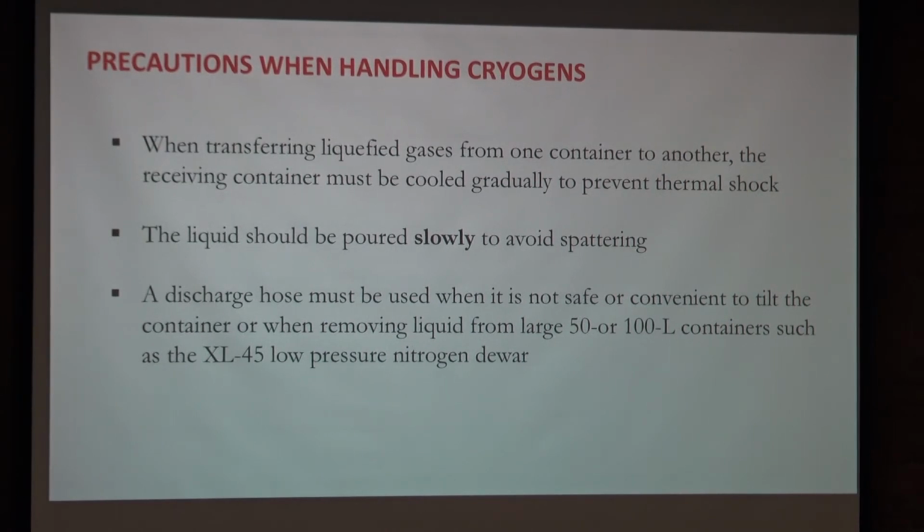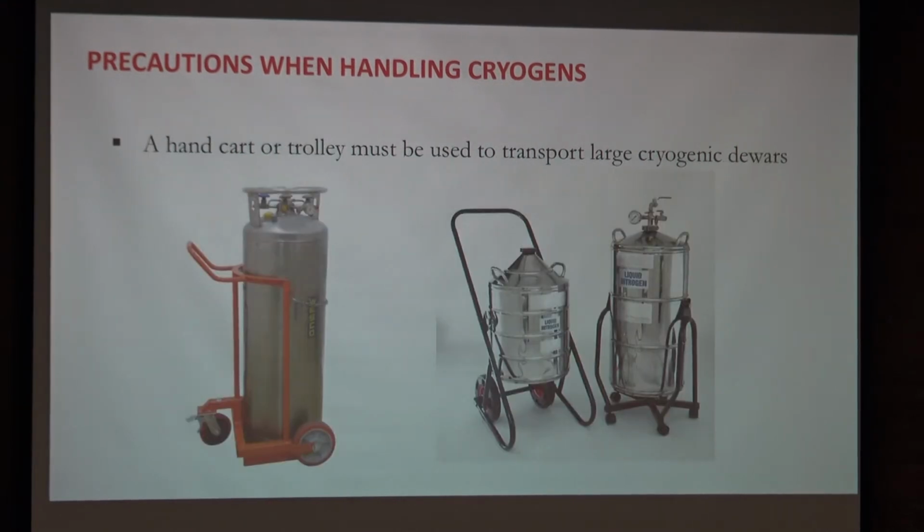When transporting cryogenic containers from one place to the next, make sure that some of them come on wheels, others not, but you want to make sure that you have the proper equipment to cart them around. So for different types of dewar flasks, you will have different carts that are appropriate for moving those around.